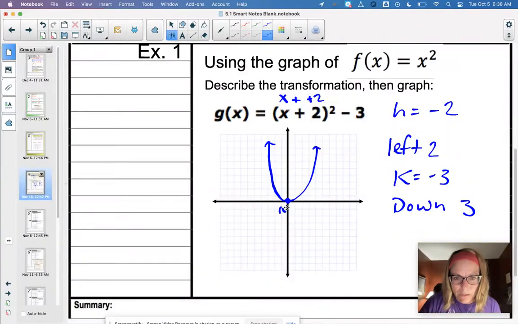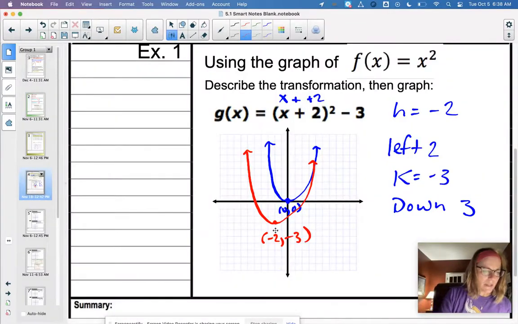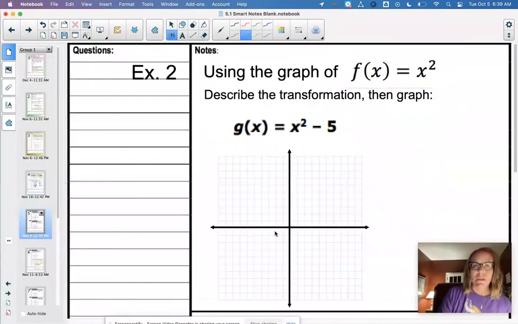Right? We know that that's 0, 0. And we moved it to the left 2, down 1, 2, 3. Right there. We had a new vertex. And now our parabola crosses it, that's okay. There we go. There is our transformed parabola.